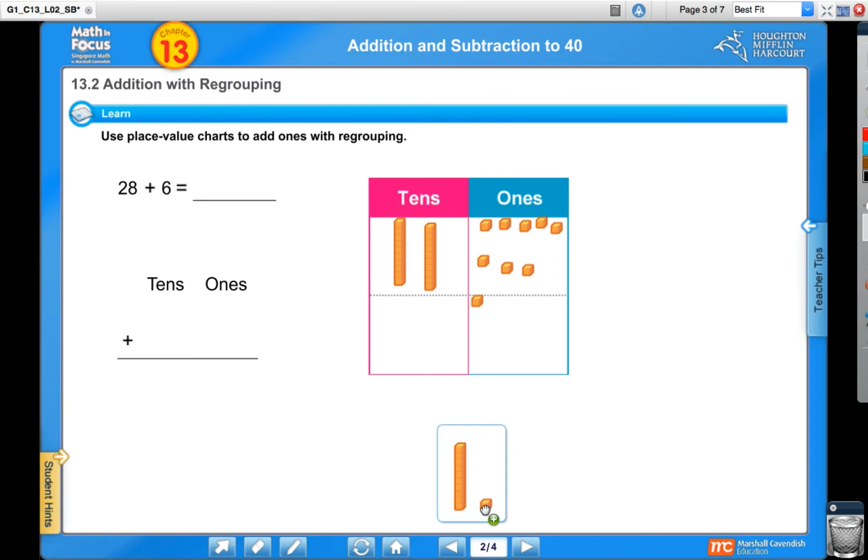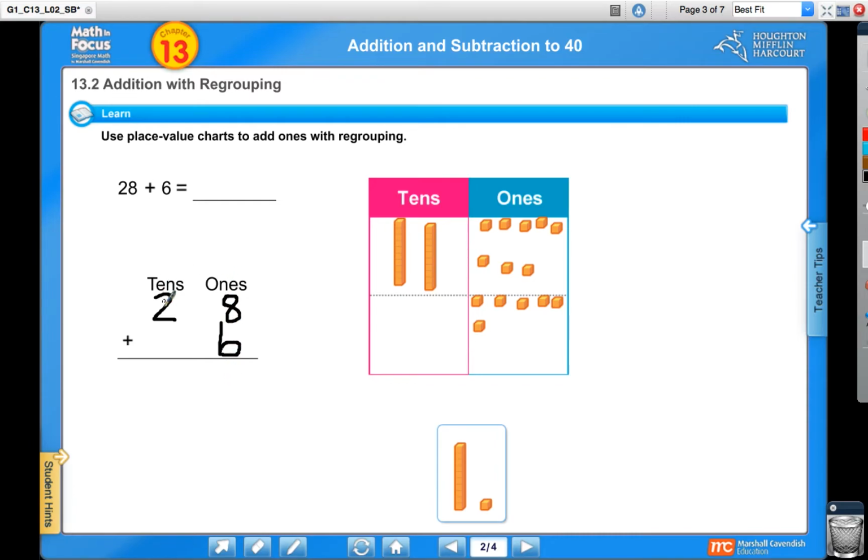1, 2, 3, 4, 5, 6. Now I want to go over here and write my equation in the vertical form. I'm going to write it as an algorithm. 28 plus 6. Notice how I'm lining up my numbers in the right column.